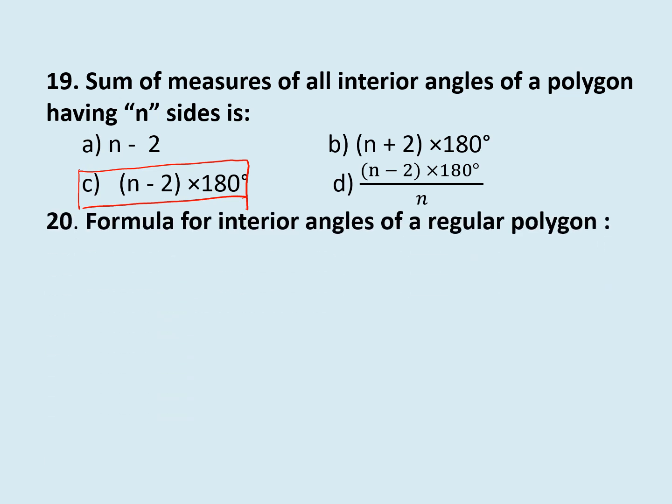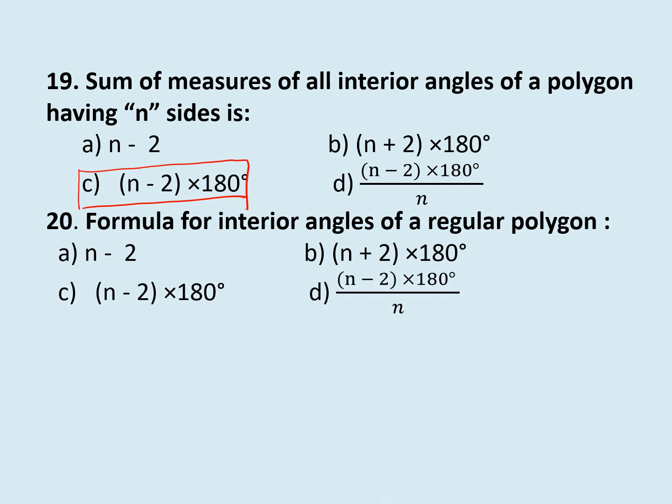Now, the formula for the interior angle of a regular polygon. Simply, you will divide the sum of all interior angles by the number of sides or the number of angles. Like n minus 2 times 180 is the sum of all interior angles, whereas n is the number of interior angles. So simply you will divide the sum of the angles by the number of angles. So n minus 2 times 180 over n. So that will be the correct option here.